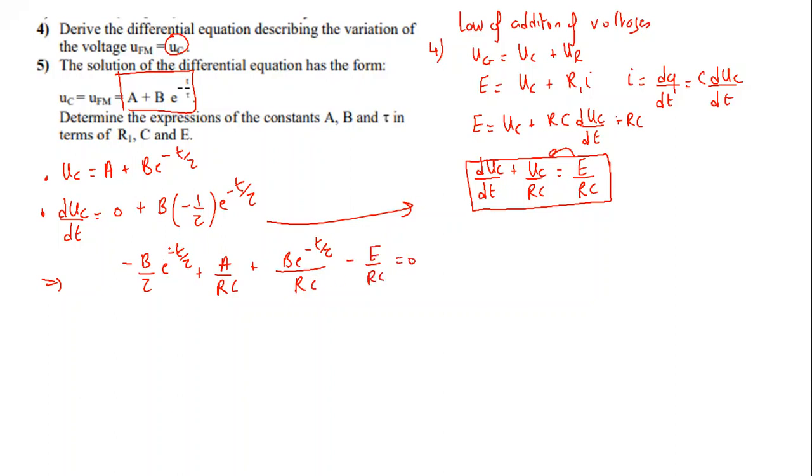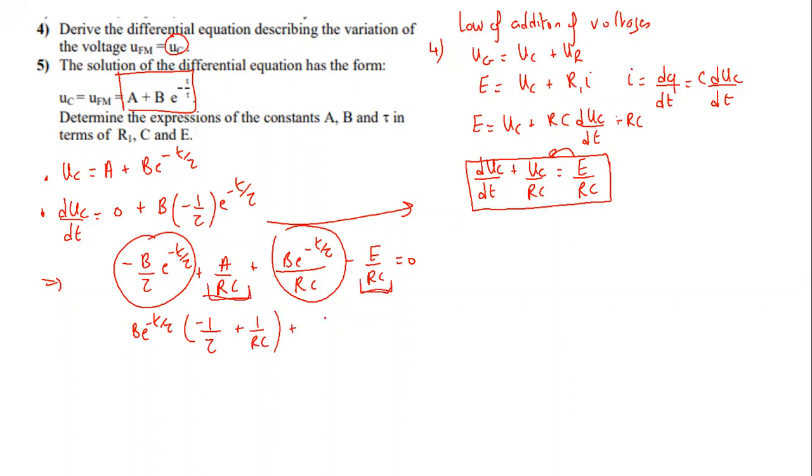Now, for the exponential, we take it as common. We have common B e to the minus t over tau. From the first we have minus 1 over tau, and from the second plus 1 over RC. For the other two, we take 1 over RC as common, so we get A minus E equal to 0. Which means that minus 1 over tau plus 1 over RC equals 0. This means tau equals RC.